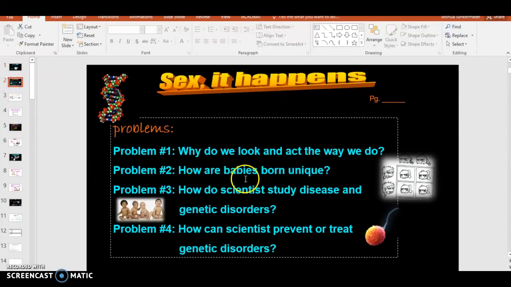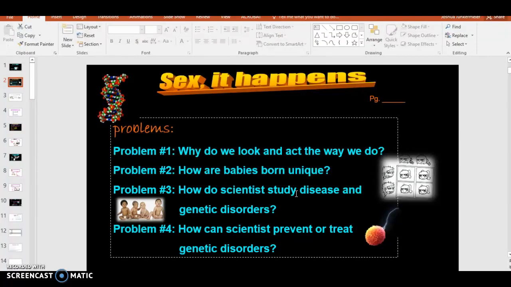We're moving on to slide 2. Slide 2 is we're copying down our scientific problems for the chapter. Problems 1 through 4. Problem number 1 says, why do we look and act the way we do? Problem 2 is, how are babies born unique? You can see from this picture alone, we have lots of babies, each unique. Problem number 3 says, how do scientists study disease and genetic disorders?